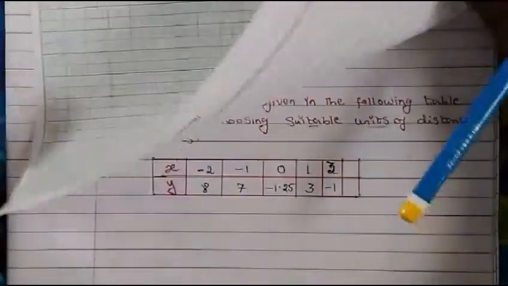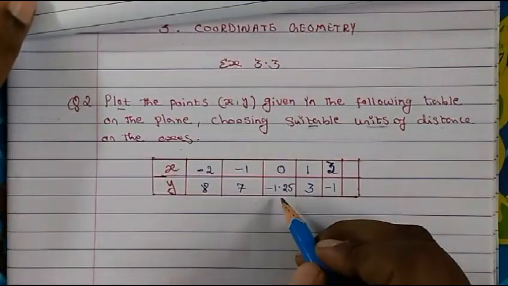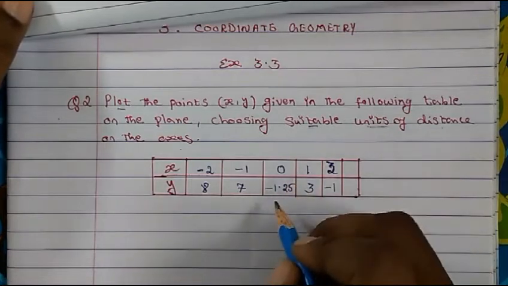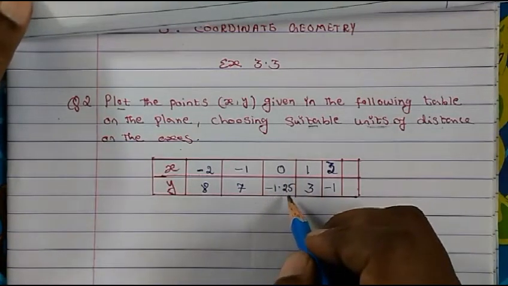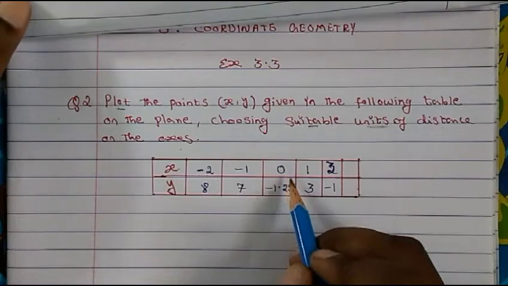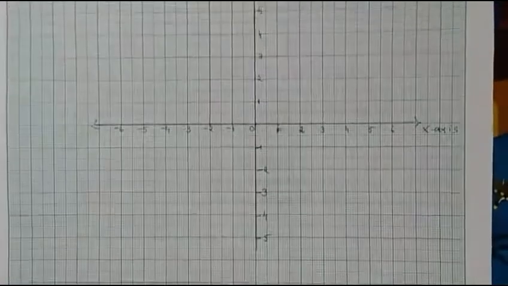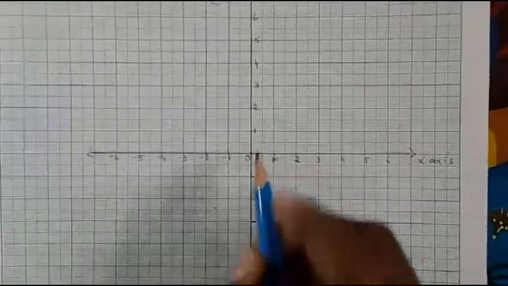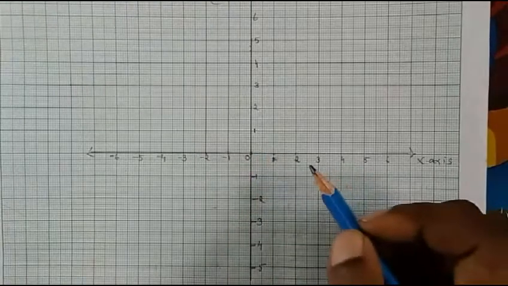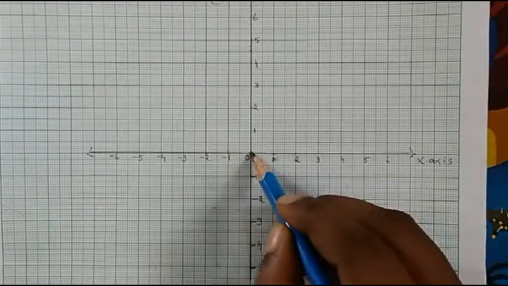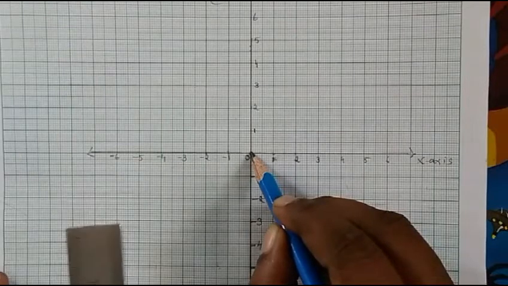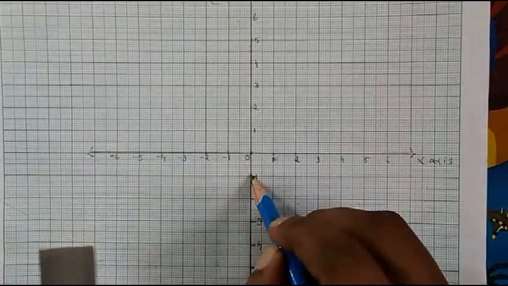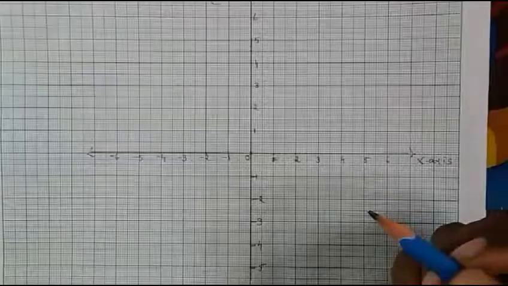So now next, it is 0. On x it is 0 and y it is minus 1.25. So first we will locate 0 and for y minus 1.25. So for x 0 is here and for y it is minus 1. So 0 here, then for y minus 1 is down direction it will come. And minus 1.25 it is. So minus 1 is here, then 0.25.